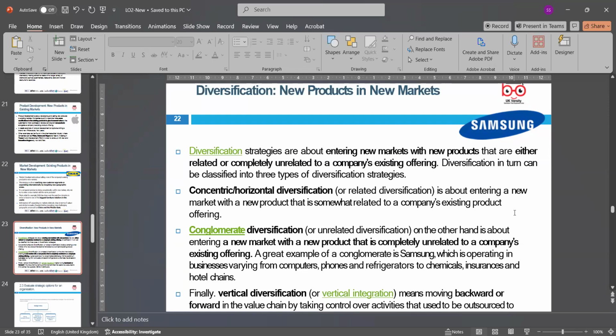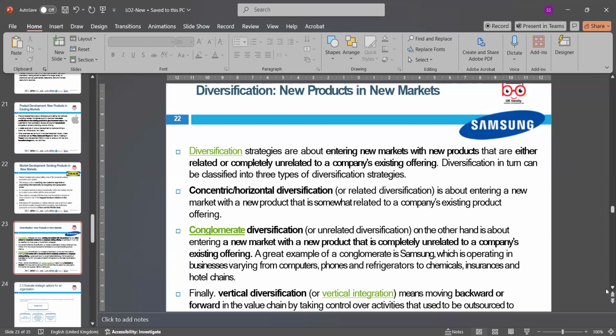It is about entering a new market with a new product that is somehow related to a company's existing product or offering, a little bit similar to your existing product. We call that concentric diversification. Then there is another one, conglomerate diversification. In this case, you are entering a new market, and your product is new, but it is not related to the company's existing products at all. A great example is Samsung. They are dealing with chemicals, insurance, and hotel chains.